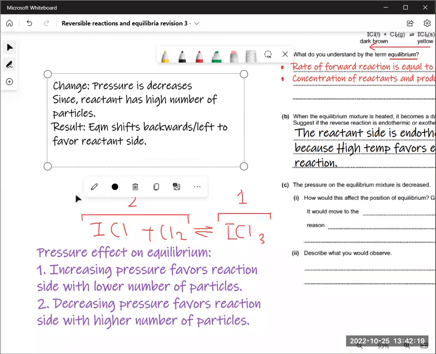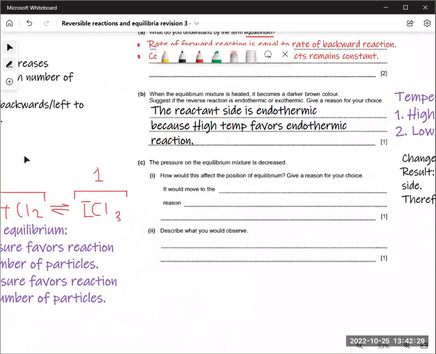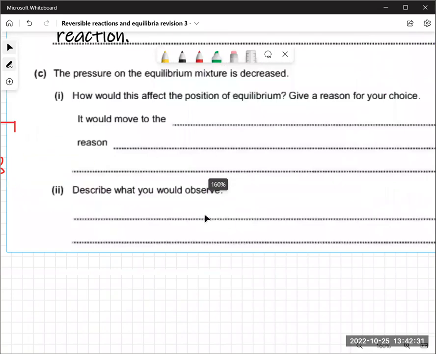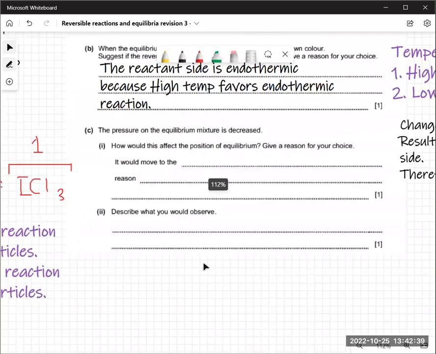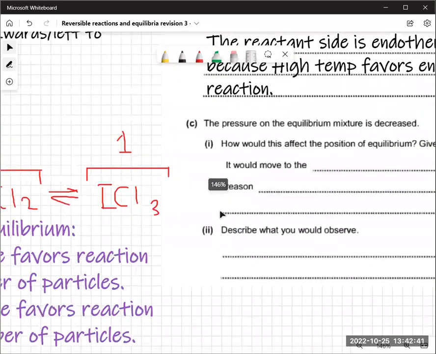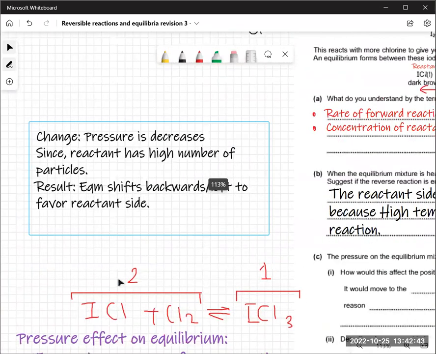Any questions? No. Perfect. All right. So that's it. Next up, read the second question, second part. Okay. What would you observe? Okay, so let's write the observation here.